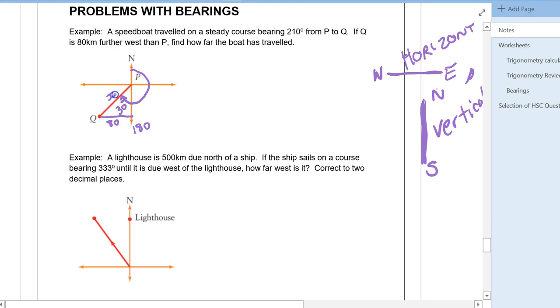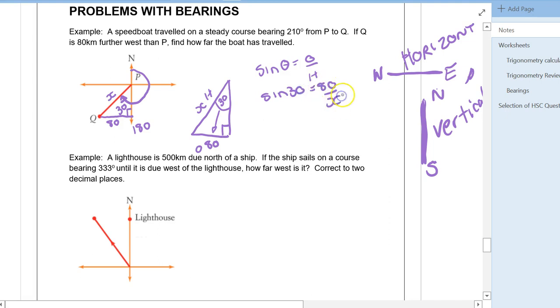So I've got to find this here. Don't forget this is a right angle. So all I've got going on is this: 80, x, 30. I've got opposite, I've got hypotenuse, so I'm going to use sine. Theta is opposite over hypotenuse. Sine 30 is 80 on x.